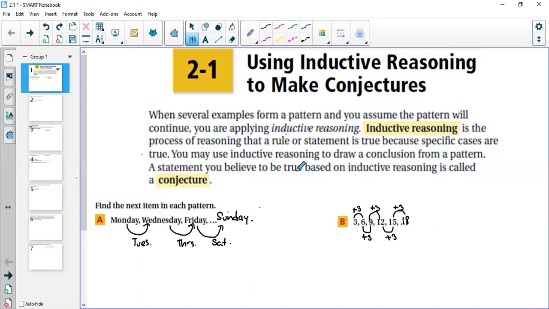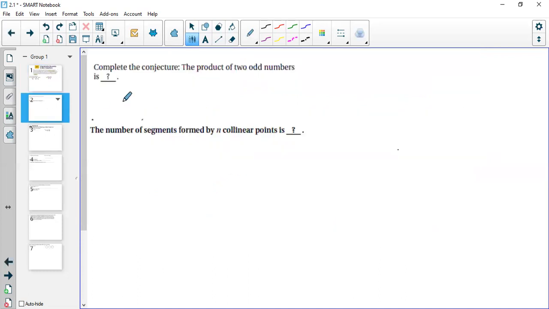It's a statement we believe to be true based on inductive reasoning. So here they have asked us to complete the conjecture. What does the conjecture say? The product of two odd numbers is what? Product means we have to multiply. When you're multiplying, what do you need to multiply? You cannot multiply any number. The rule says odd numbers.